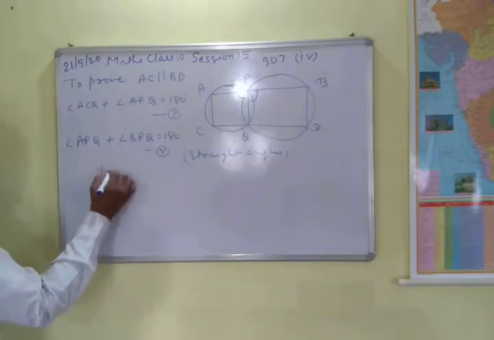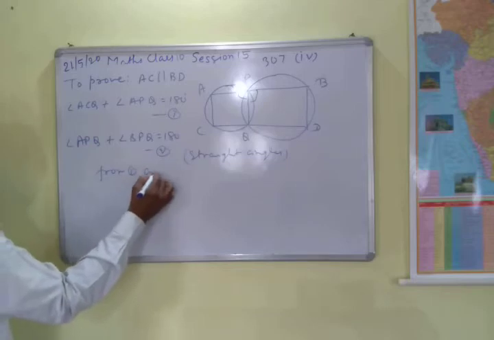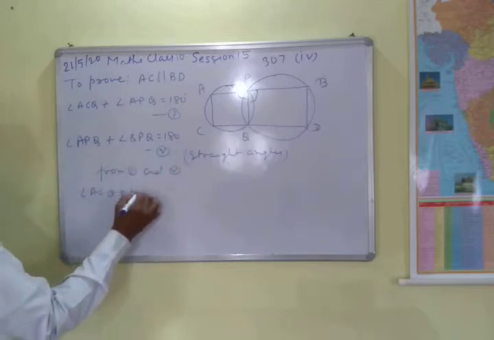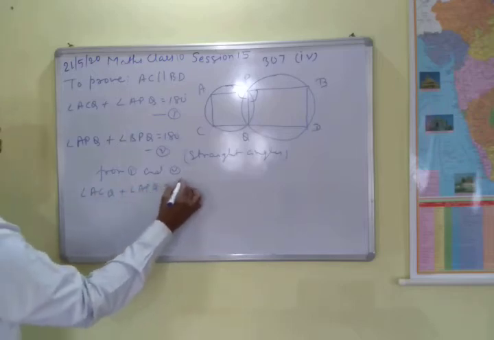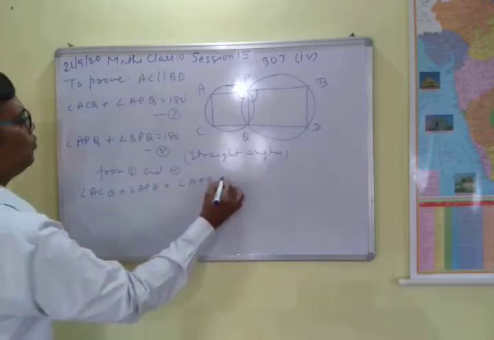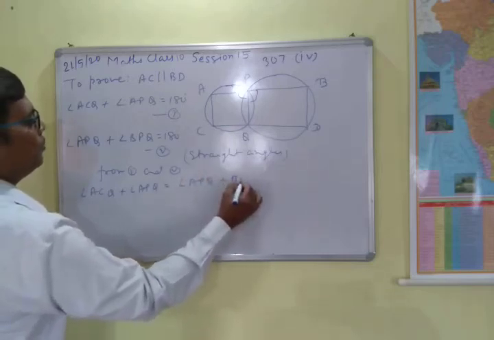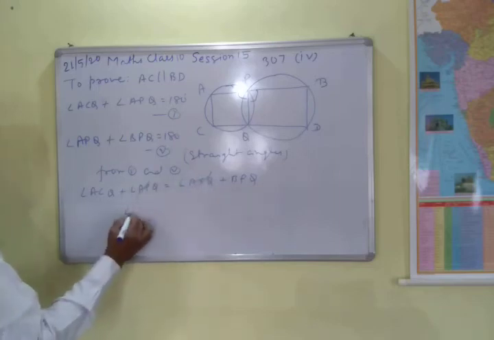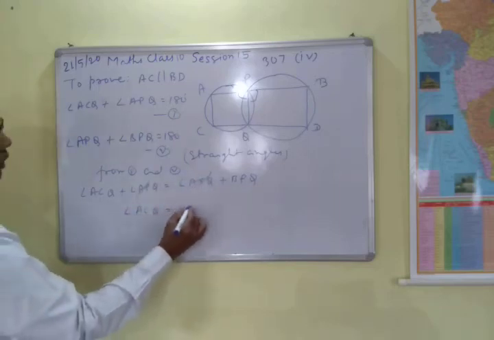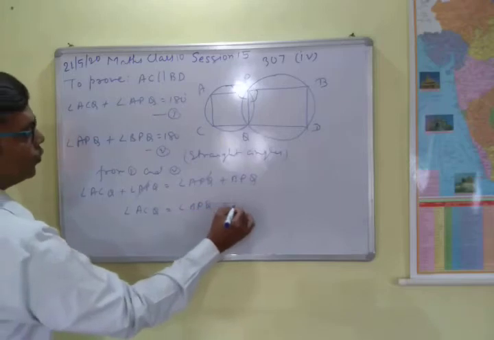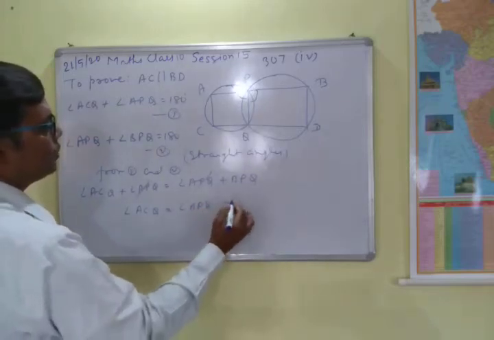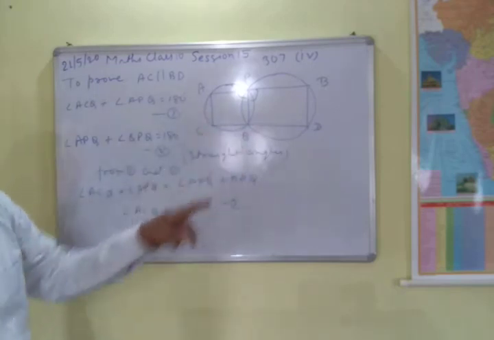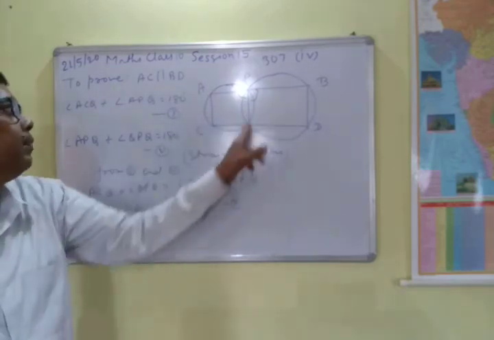So from 1 and 2, what we get here is angle ACQ plus angle APQ equals angle APQ plus angle BPQ. Now here APQ and APQ will cancel, and then we have angle ACQ equal to angle BPQ. Okay, and this is number 3, suppose.